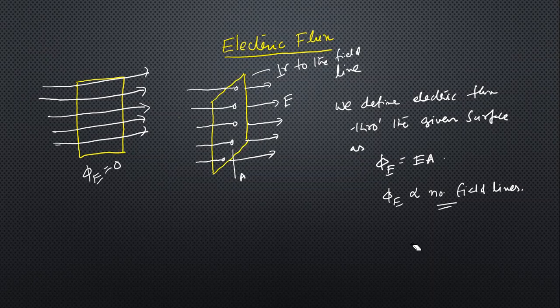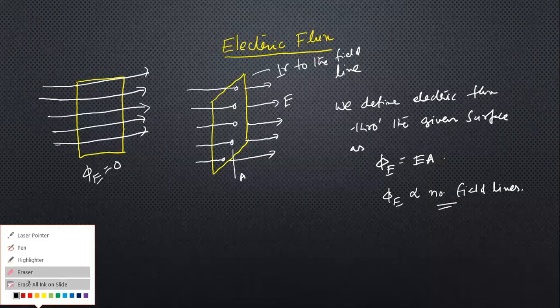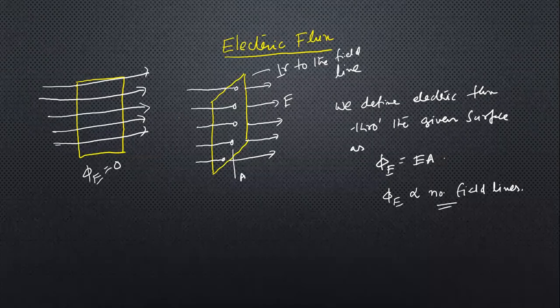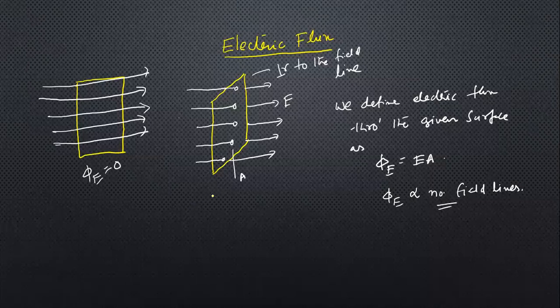But let me see. So flux is 0 here. That means field is not piercing through the surface anywhere. It's all parallel. But now, supposing I tilt this area.